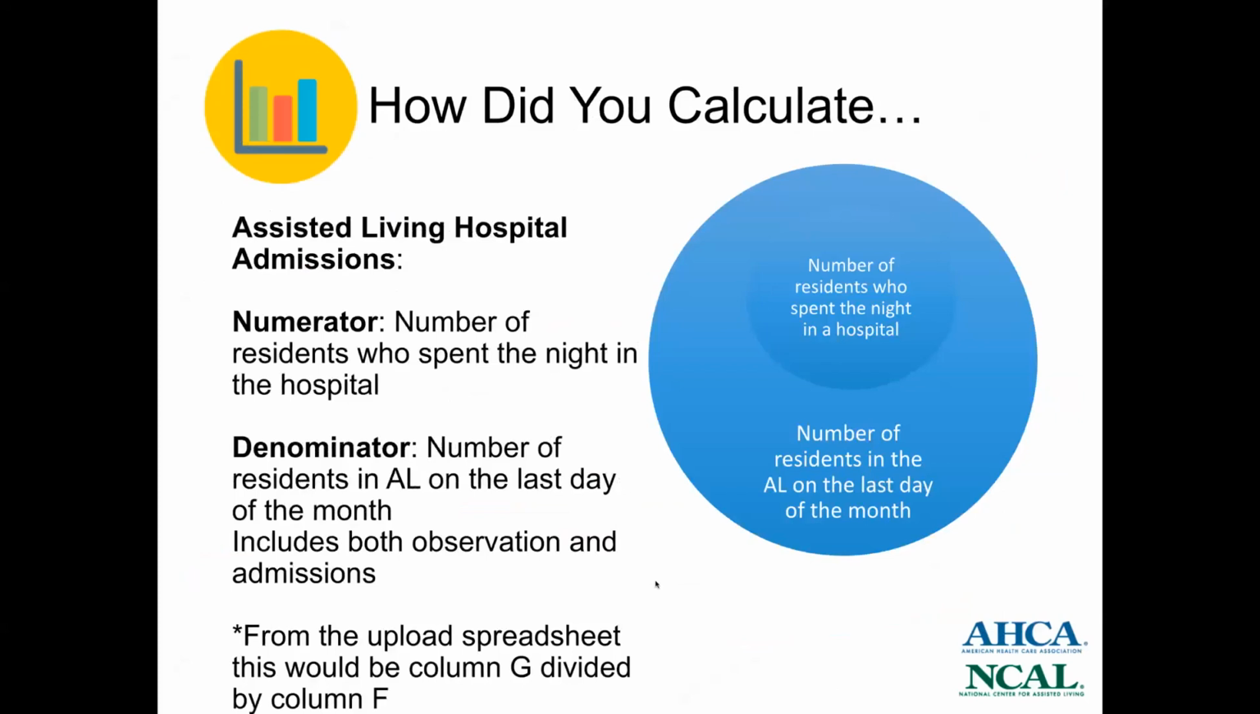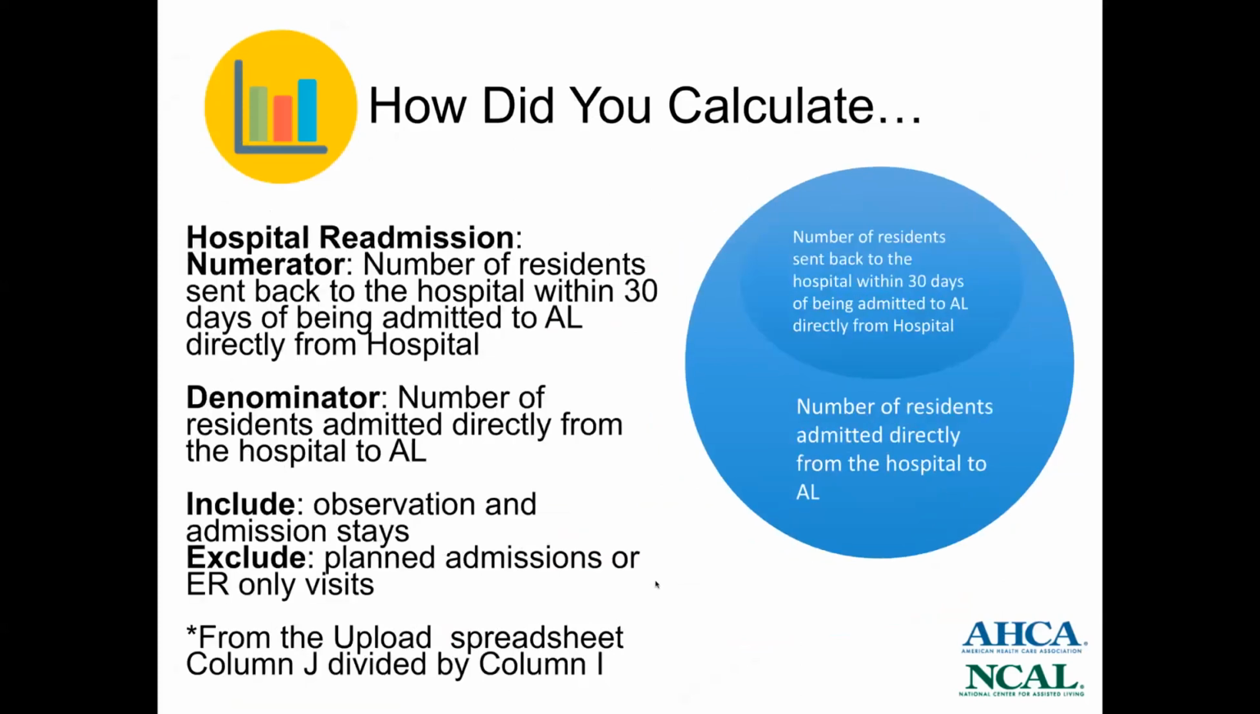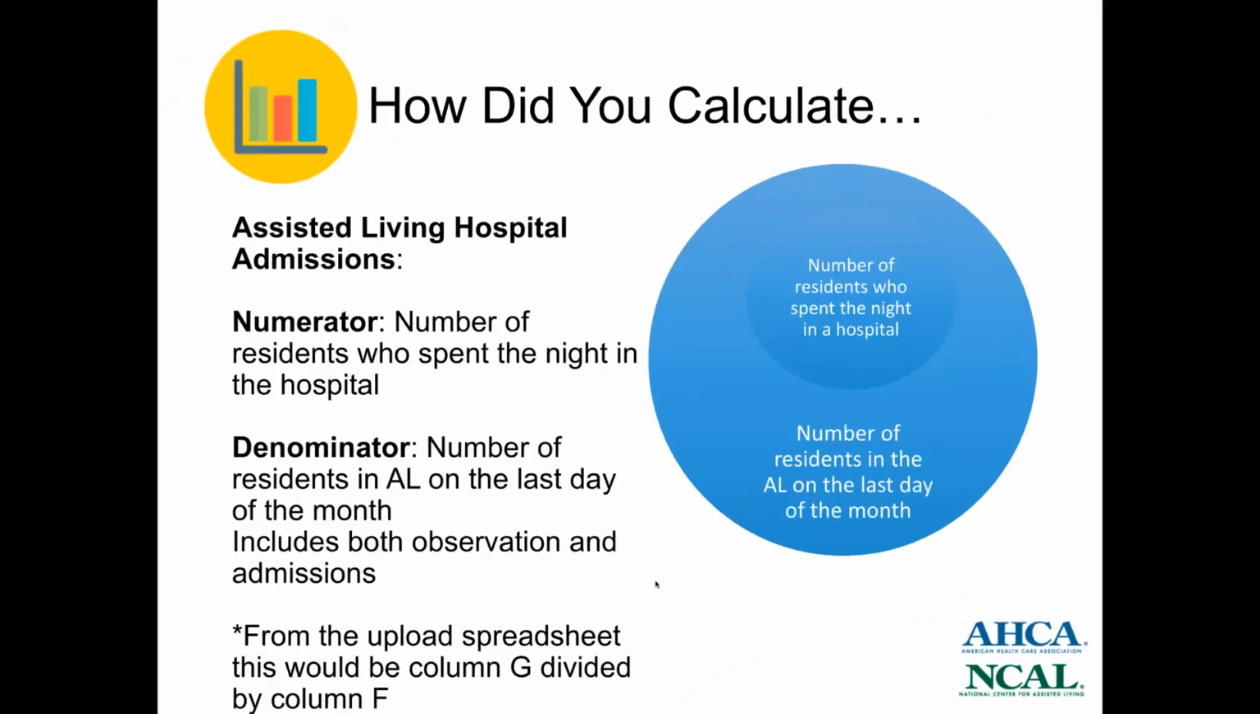I'm going to walk through a couple calculations. Hospital admissions for assisted living. So our numerator, the top number, is the number of residents who spent the night in the hospital, and our denominator is the number of residents in the assisted living on the last day of the month. We have a little note in the slide, just so you can follow along in the spreadsheet if you're looking at that too, what columns these correspond to. I do want to point out something very important that we will also point out in readmissions. This includes both observation and admissions days, but excludes ER visits.